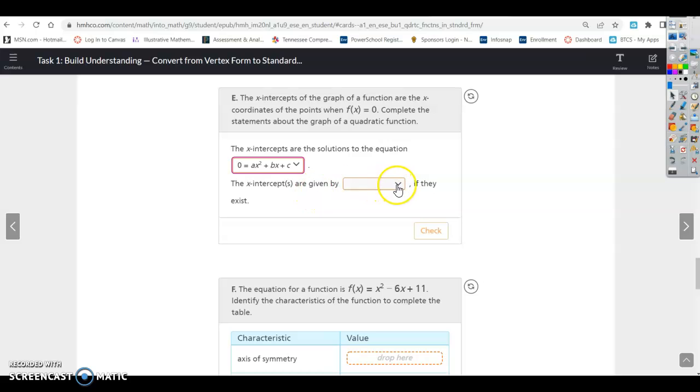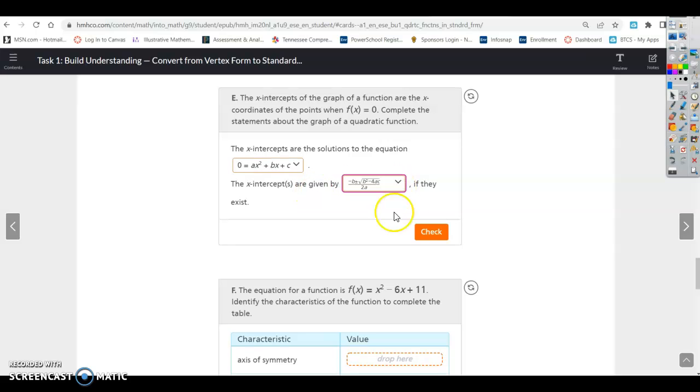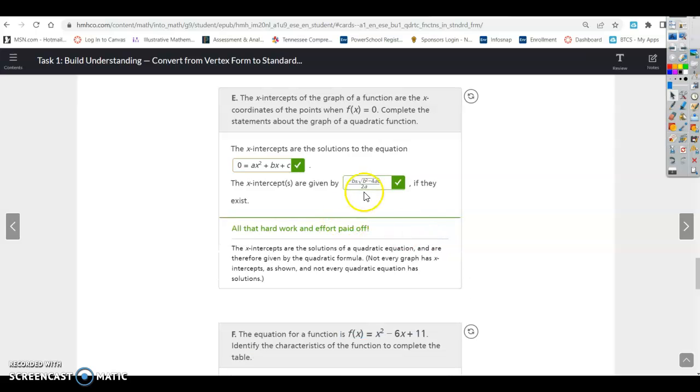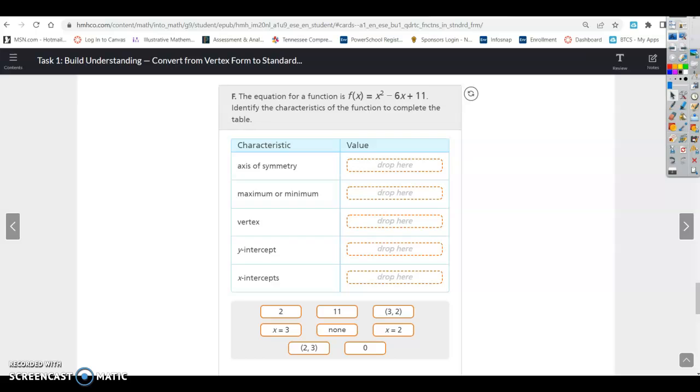The x-intercepts are given by the quadratic formula that we learned before break. All right, so if you use the quadratic formula to solve, you can do that. All right, so I want you to take just a moment and use the quadratic formula and see if you can find each one of these answers here. Once you finish, I want you to resume and see if you got the same answers that I did.